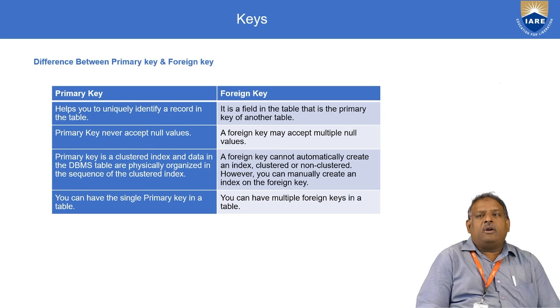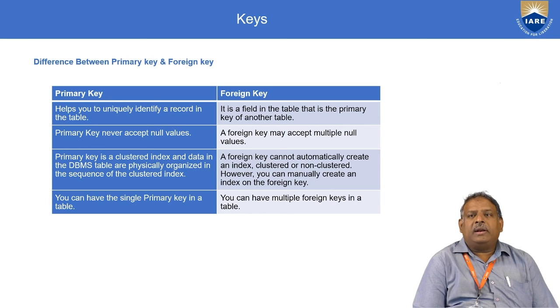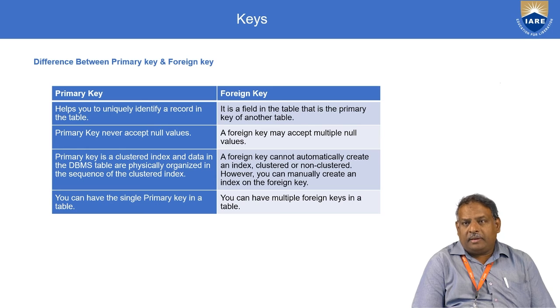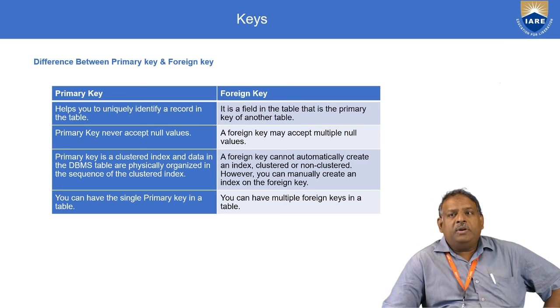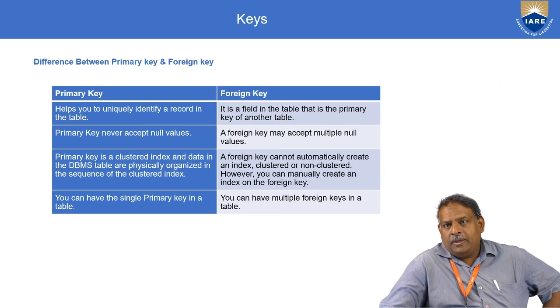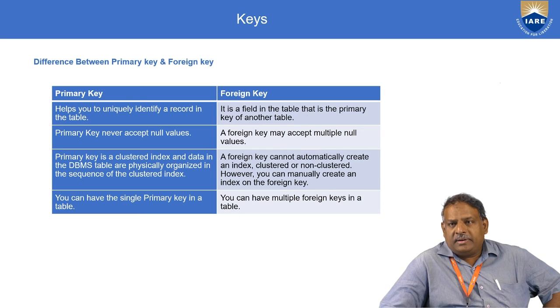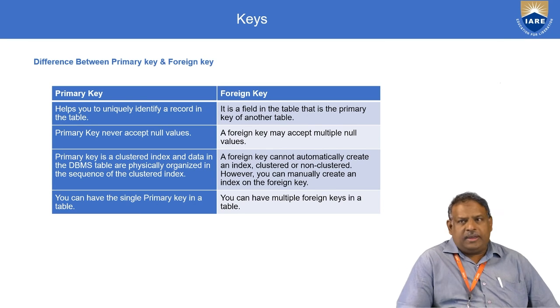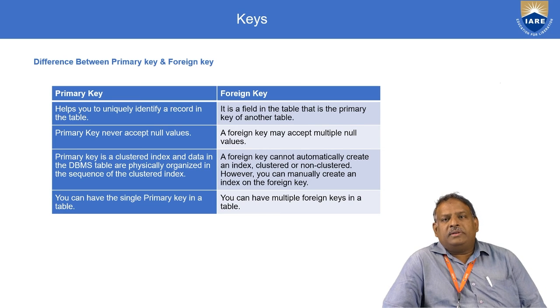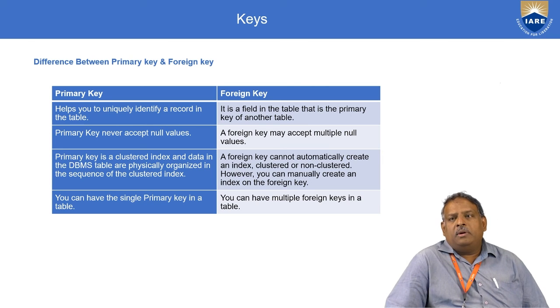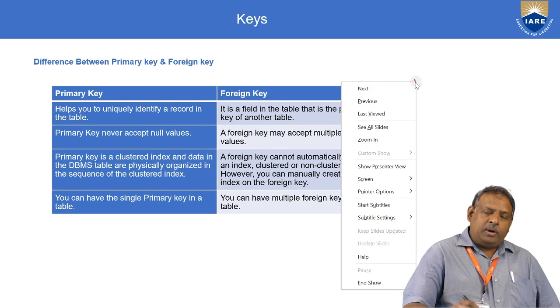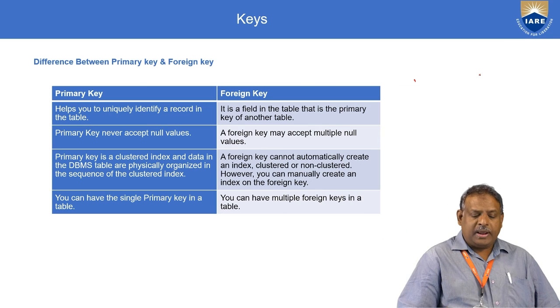A foreign key cannot automatically create an index. A foreign key will never create a clustered or non-clustered index. However, you can manually create an index on the foreign key. We can create a non-clustered index on a foreign key. You can have a single primary key in a table, whereas you can have multiple foreign keys in a table. There could be only one primary key in a table. However, you can have multiple foreign keys.